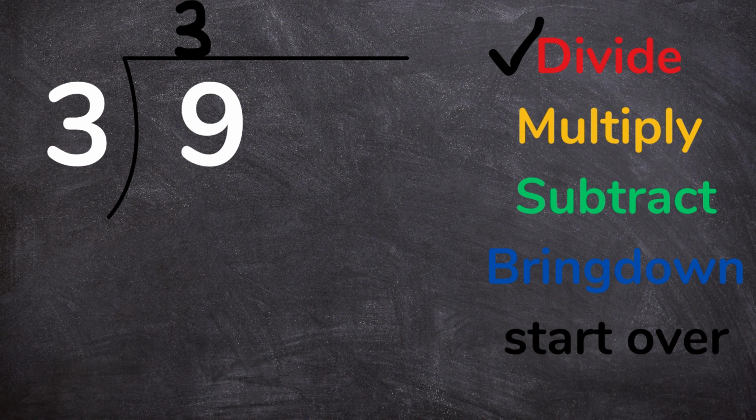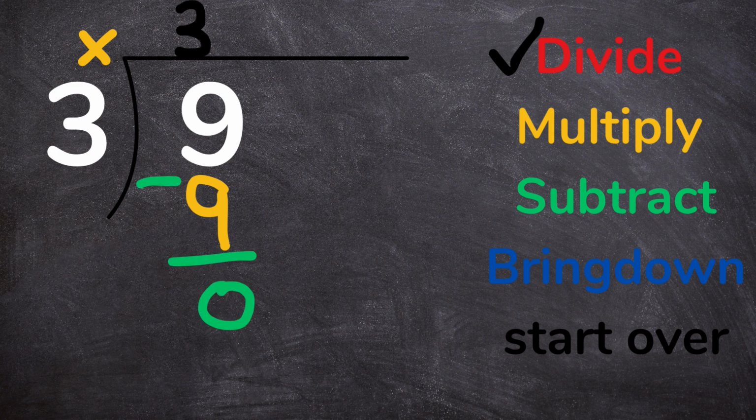That's divide, check. Next is multiply, M. So you're multiplying the answer you got, your quotient, times the number you're dividing by. So you multiply here, 3 times 3, which is 9. After multiply is subtract. So we subtract these two numbers. 9 minus 9 is 0. After subtract, it's bring down. But we don't have any more numbers to bring down, so we are done.